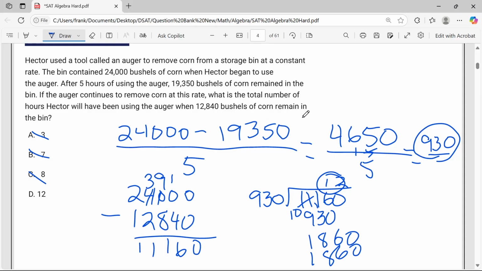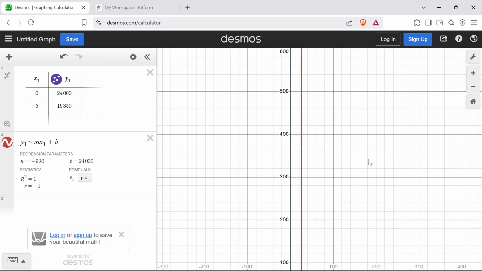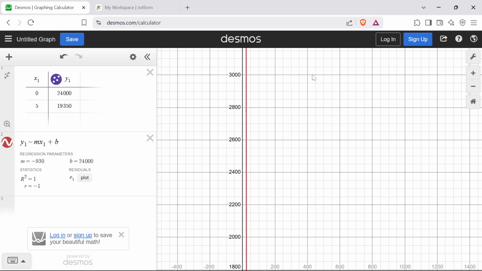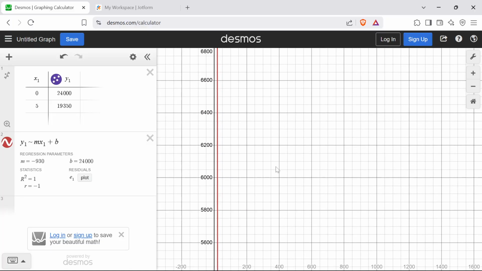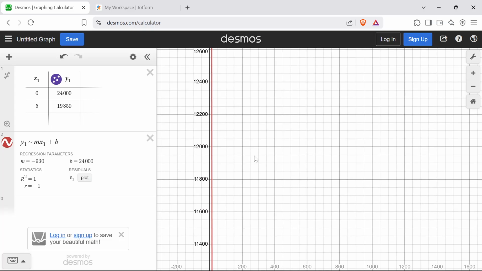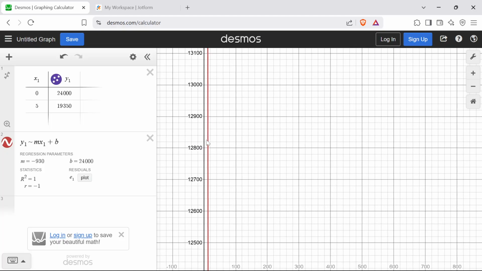I need to get to 12,840, and that's going to be way up here. I got to go way, way up, and I'll show you how to alleviate or undo this having to go way up like this. But okay, there's 12,000. So let's see, 12,8. Well, I can already see I'm somewhere around 12.